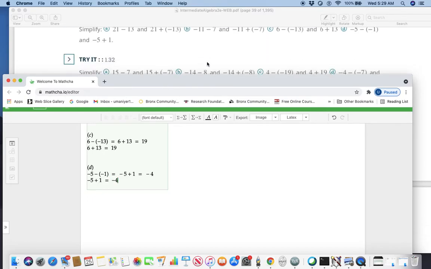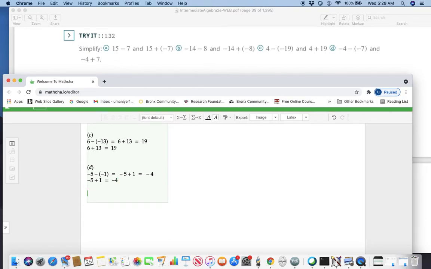All right. Few more examples. What is 15 minus 7? From 15 take away 7, you are left with 8. 15 plus negative 7. Well, plus followed by a minus is a minus. 15 minus 7 we just saw was 8. Next.